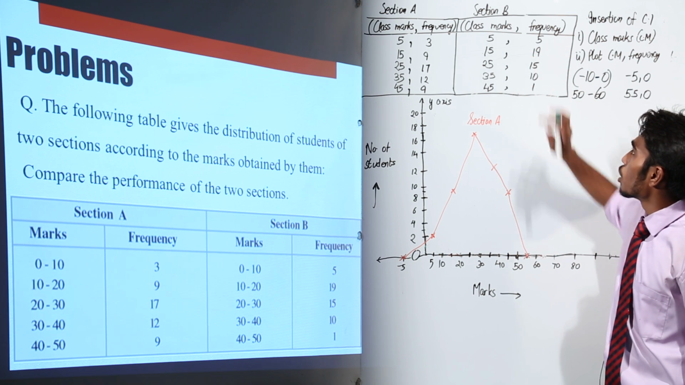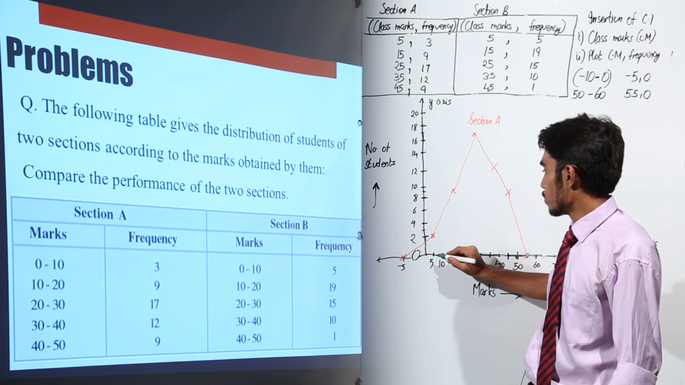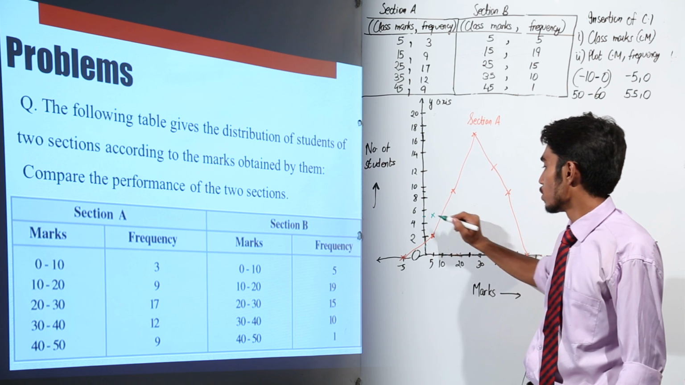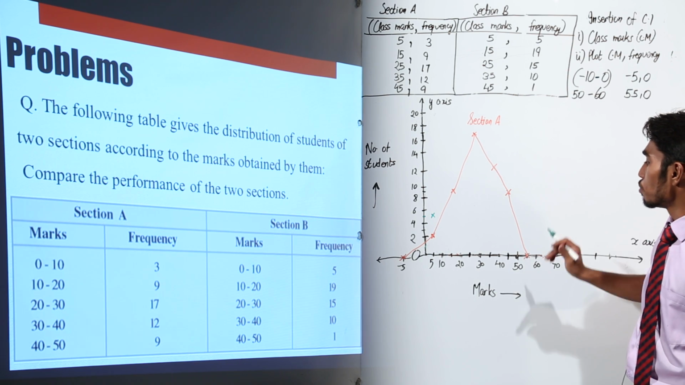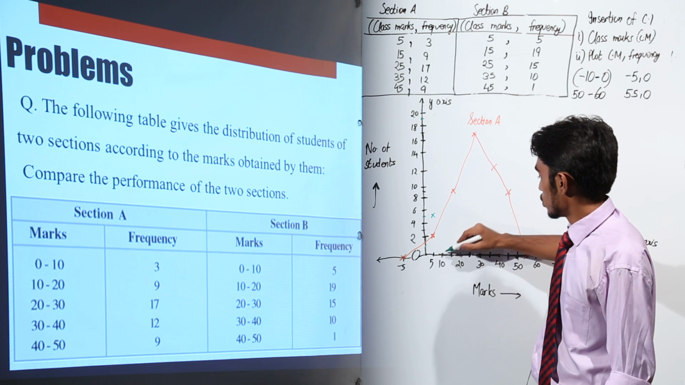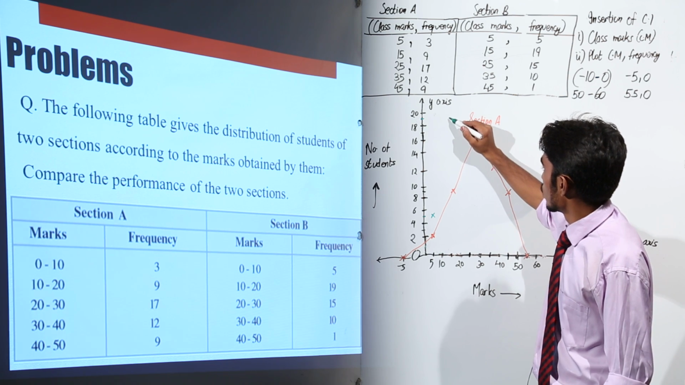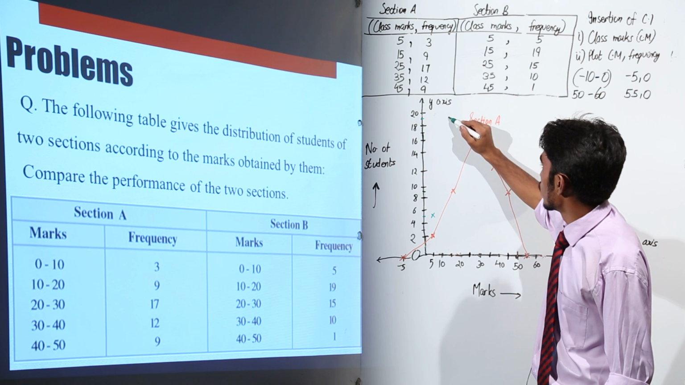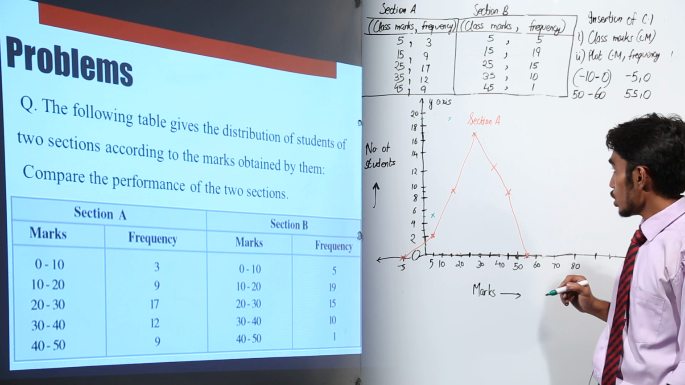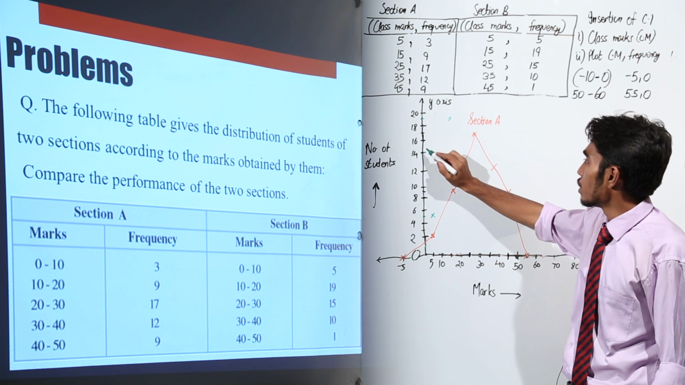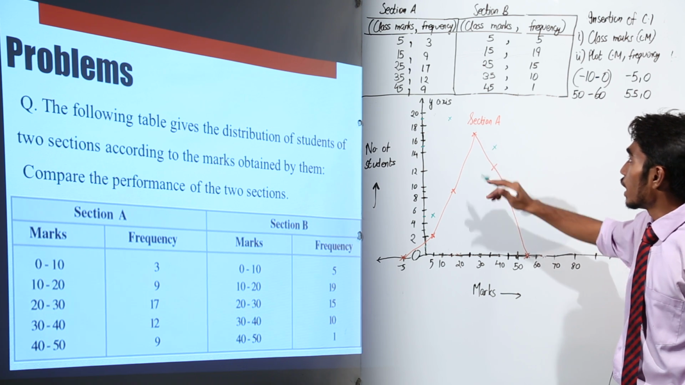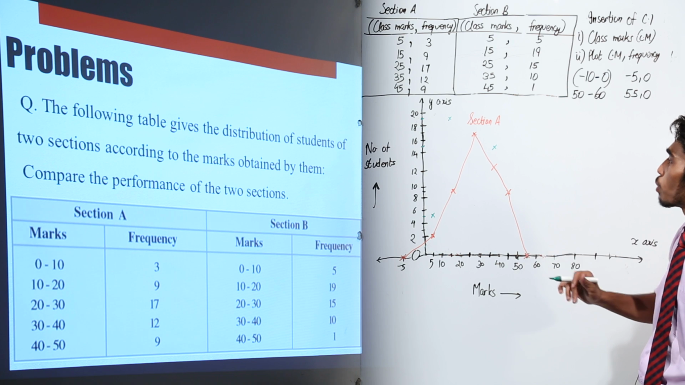The first point is 5 comma 5. 5 comma 5 will lie somewhere here, right? The second point is 15 comma 19. 15 comma 19 will lie somewhere here, right? The next point is 25 comma 15. 25 comma 15 will lie somewhere here, right? 15 on the y axis and 25 on the x axis. We all know how to plot points, right?